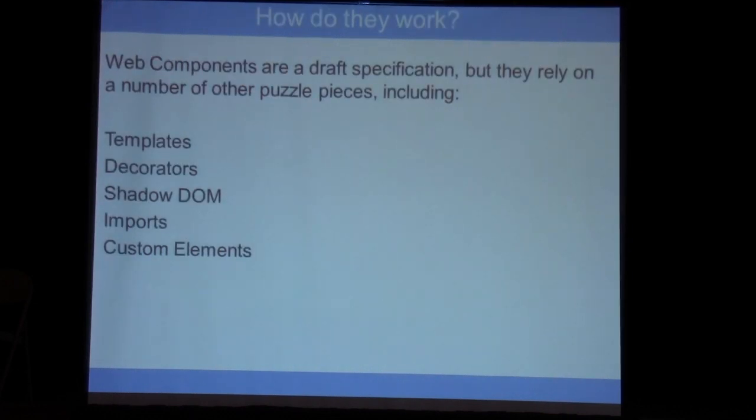Okay, so they're a draft specification right now, and they use the following parts. There's templates, decorators, shadow DOM, imports, and custom elements. Collectively together, these individual pieces, all of which are parts of the specification, add up to what we can do in order to make web components. But we need all of these pieces, okay? And this is the behind the scenes.